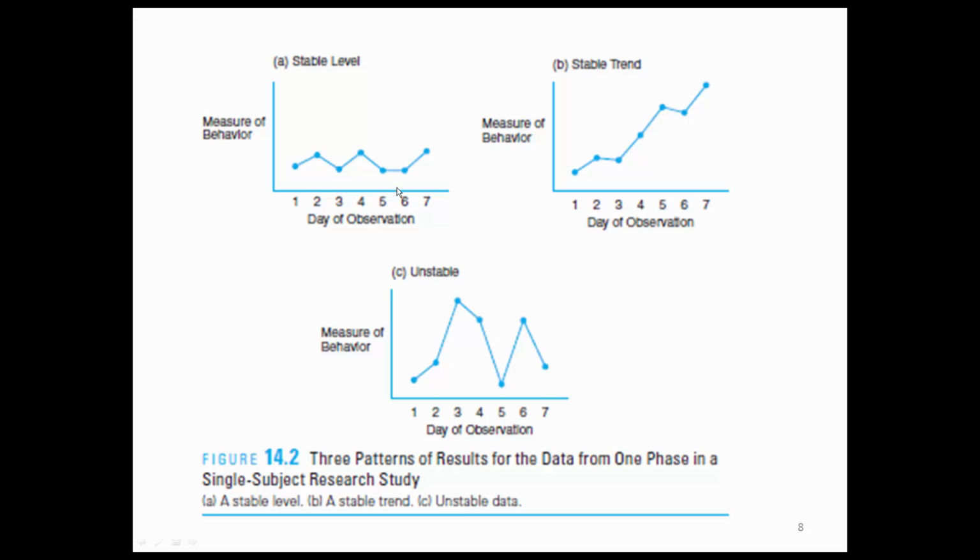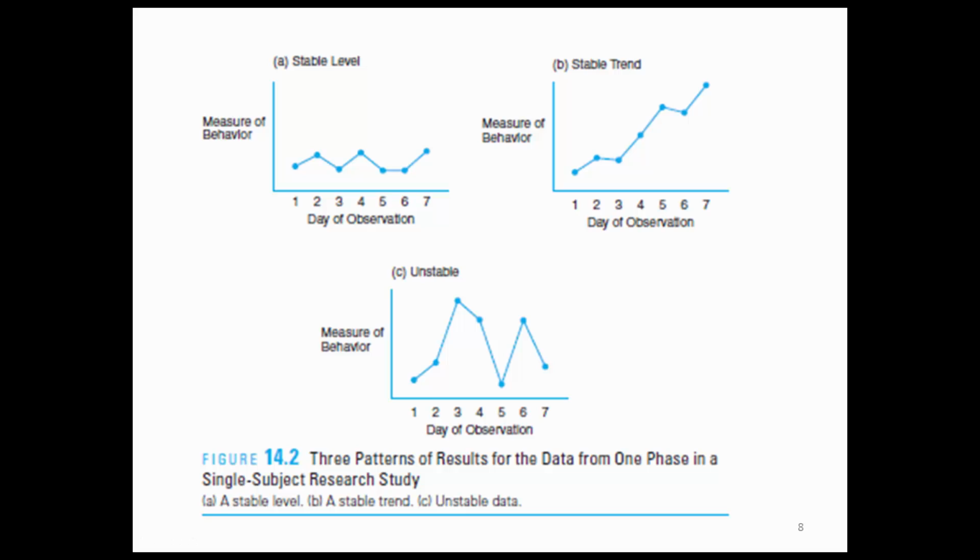The stable level, as you see in this picture, shows a relatively stable score for the individual. As you see on different days, the score is not that much different. The stable trend is that although the score is going up every day, the rate of increase is stable and it doesn't go up and down. But the unstable baseline is a baseline in which the participant's score goes up and down or fluctuates dramatically.